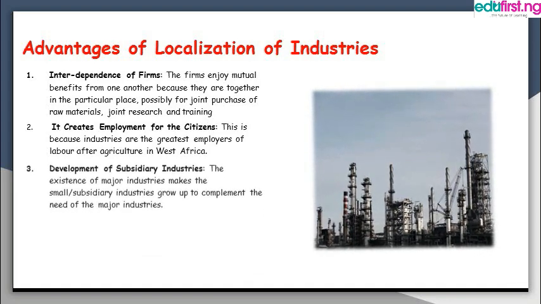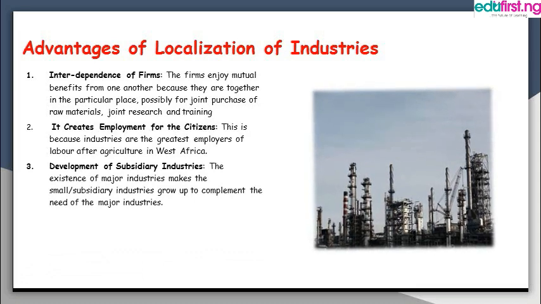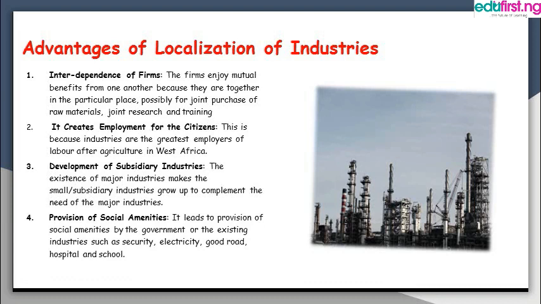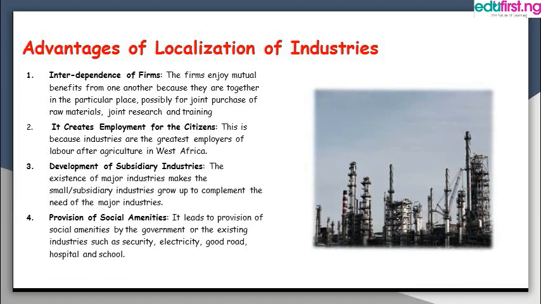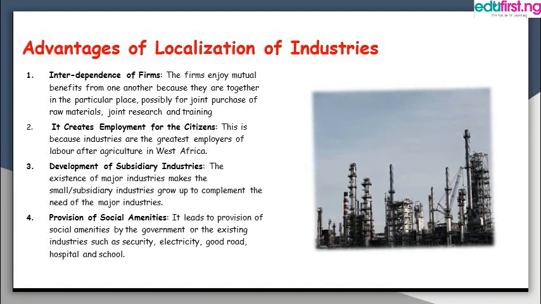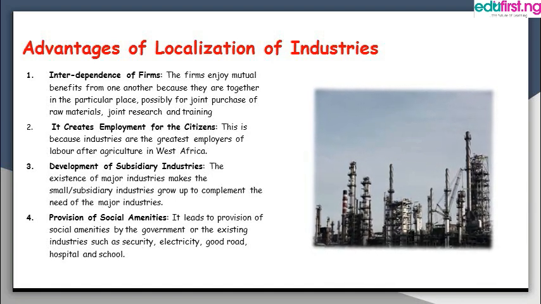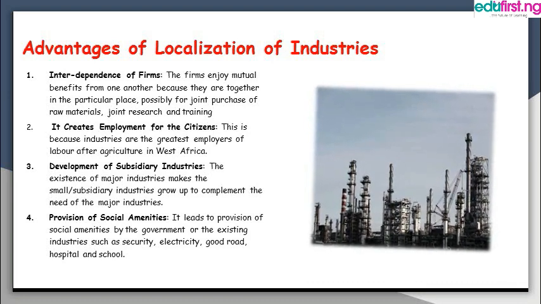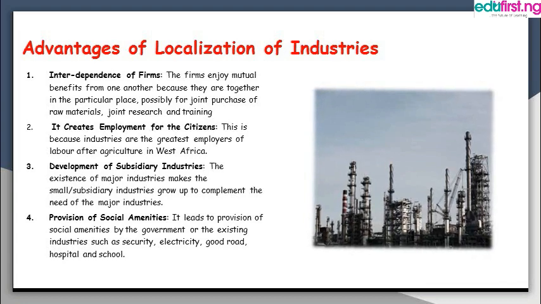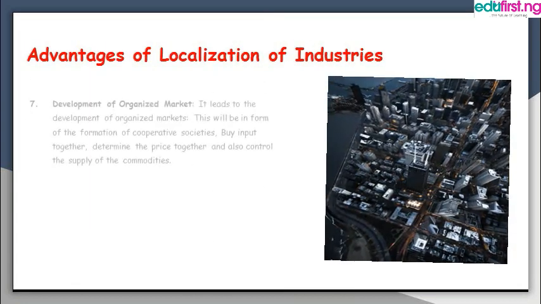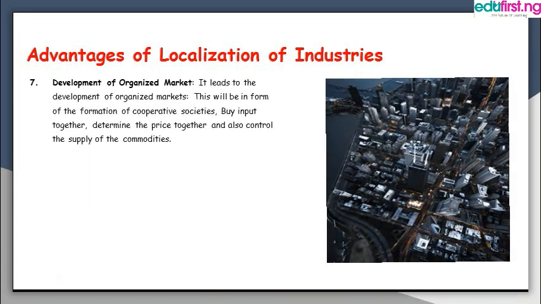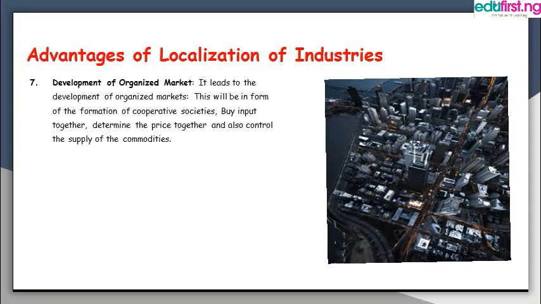Number three, it leads to the development of subsidiary industries. Number four, it leads to the provision of social amenities, either by the government or the existing industries. Social amenities like security, electricity, good roads, hospitals and schools, even water. Number seven, it leads to the development of the organized market.